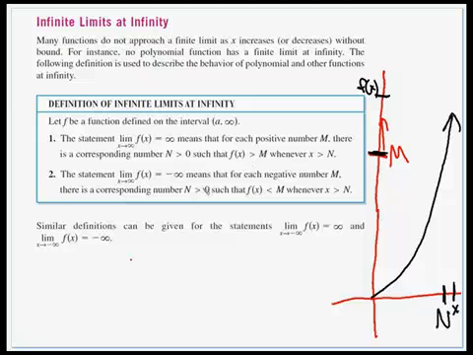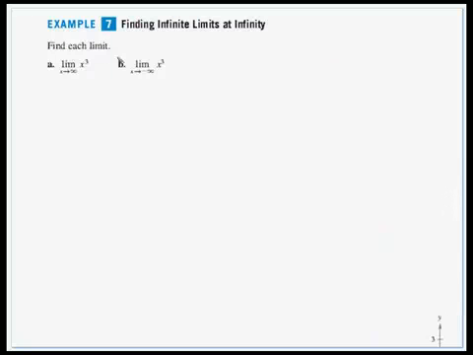And this also corresponds to negative infinity, but on the other side, where we're looking for an f of x less than m whenever x is greater than n. And corresponding definitions can be given for x heading off to positive infinity, and for x heading off to negative infinity, where we also head to negative infinity. Here in example 7, it just says find each limit. These are pretty basic ones.